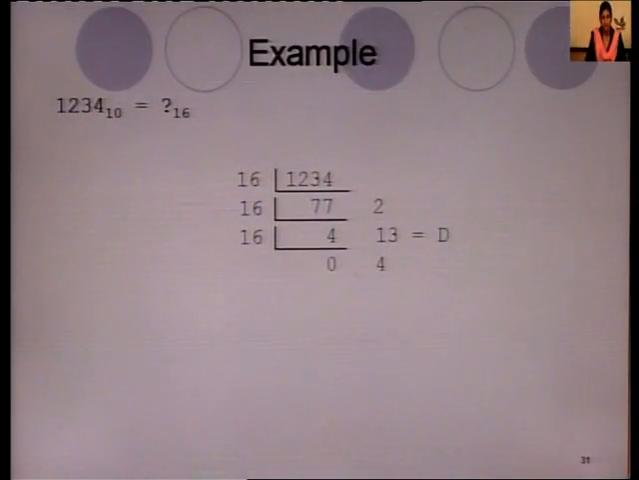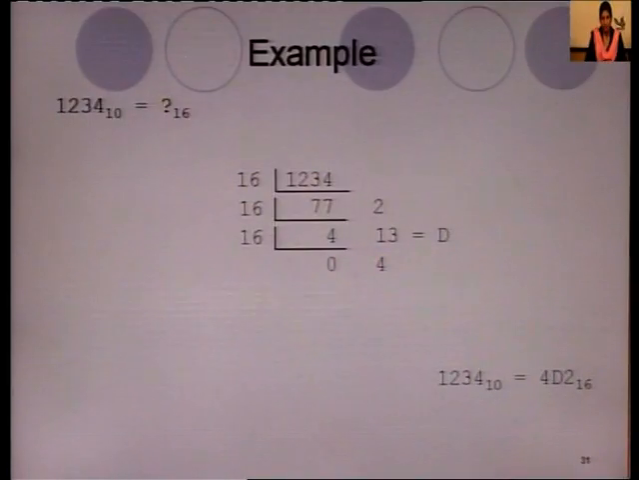So we will divide until the quotient is 0. When it is 0, stop dividing and keep track of the remainders. Then 1234, a decimal number in base 10, will be equivalent to 4D2 having base 16, that is the hexadecimal number system.